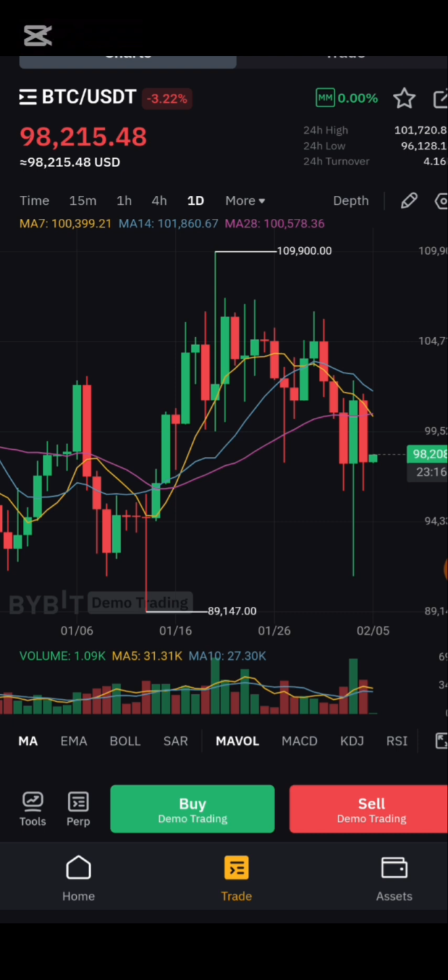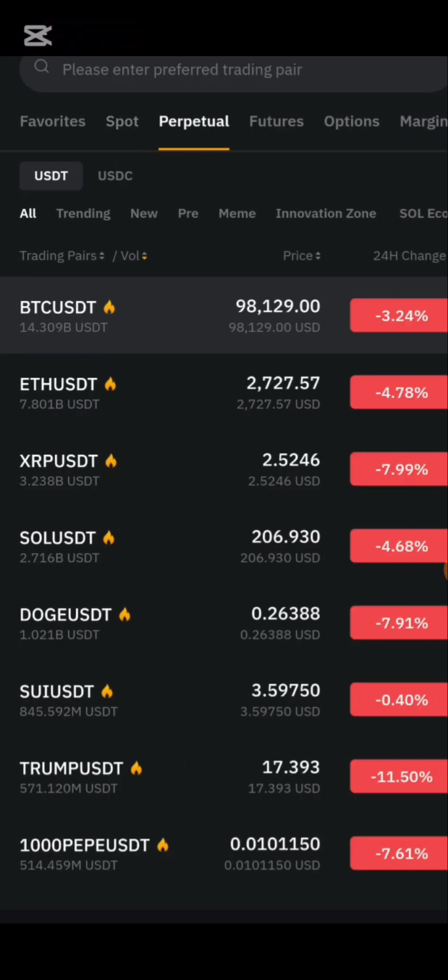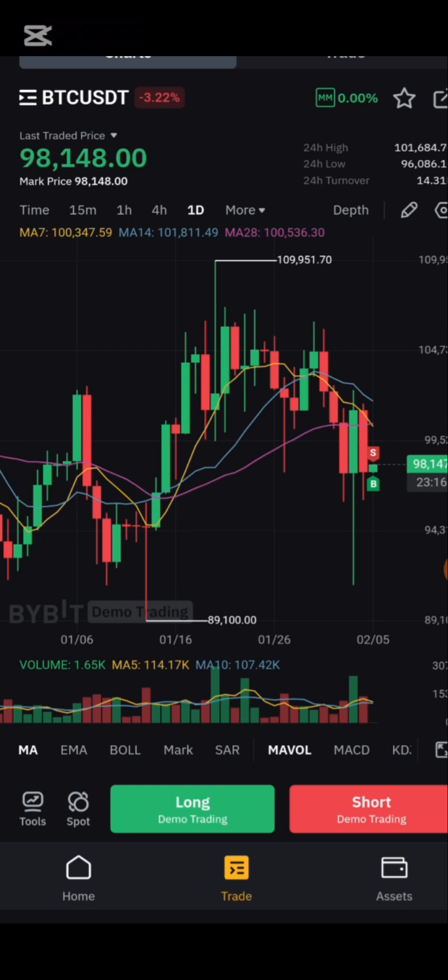And if you want to place a trade, some people don't know the difference between buy and sell, okay? Sometimes you might see long or short, but buy and sell is what you are seeing here because it's on spot trading. Well, I'm talking about futures trading. So we're going to check futures. BTC USDT on futures trading, as you can see, the market is actually going downwards.